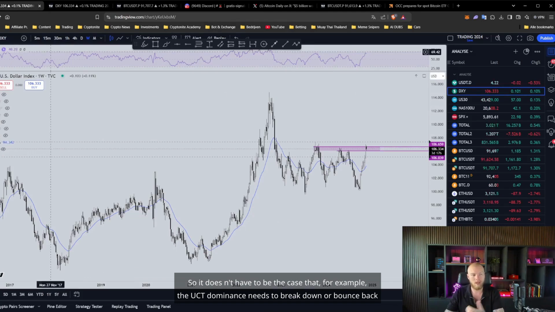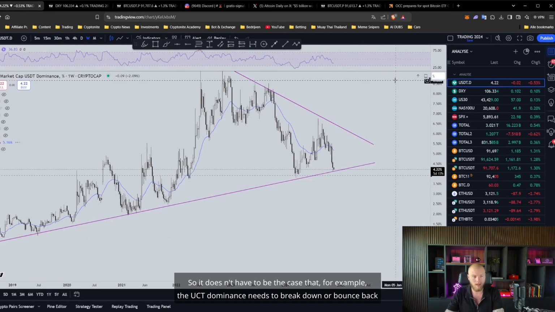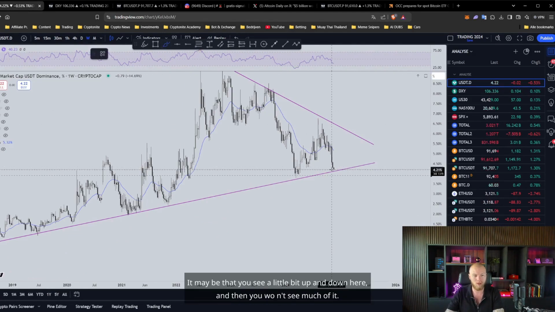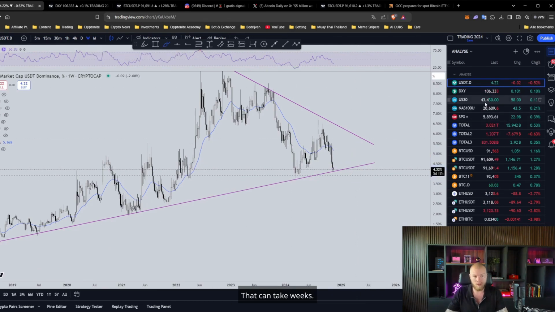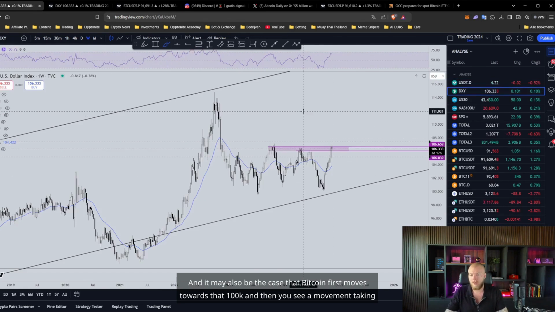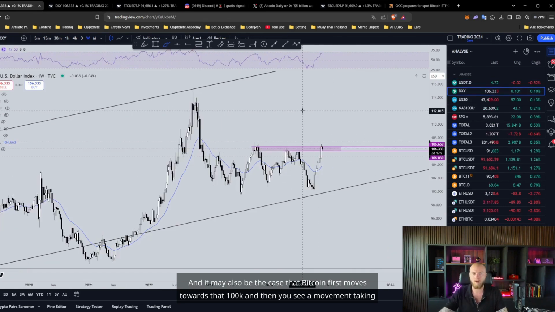So it doesn't have to be the case that, for example, the USDT Dominance needs to break down or bounce back immediately. It may be that you see a little bit up and down here and then you won't see much of it until eventually a direction is chosen. That can take weeks. And it may also be the case that Bitcoin first moves towards that 100K and then you see a movement taking place.